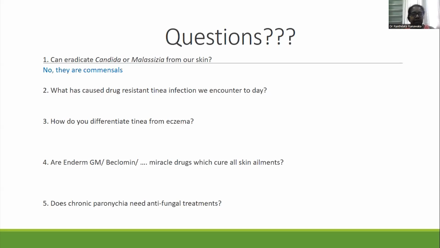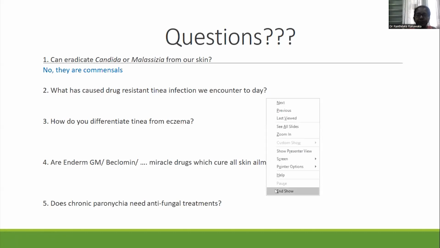That is why when we treat candida, we are not interested in killing the fungi. What is important is finding and treating the predisposing factors. Malassezia is the same. We can't completely eradicate the problem, therefore it recurs, like dandruff, versicolor, even seborrheic dermatitis; it recurs again and again. So, second question: what has caused the drug-resistant tinea infection we encounter today?